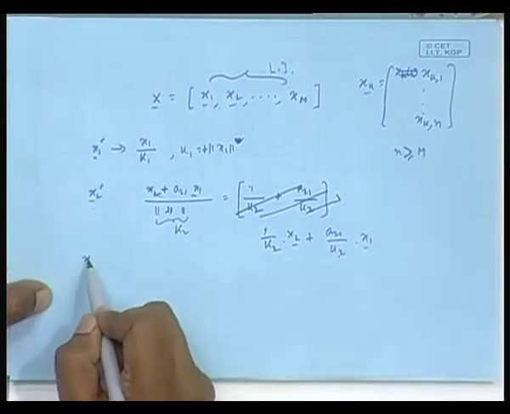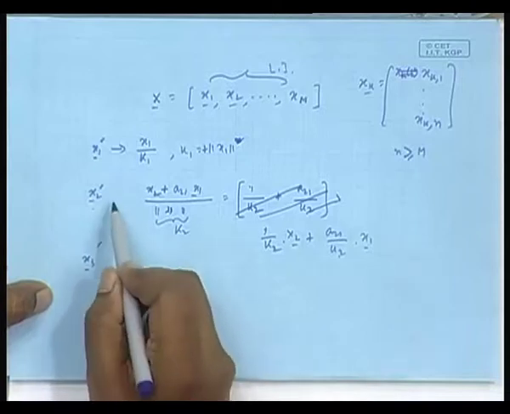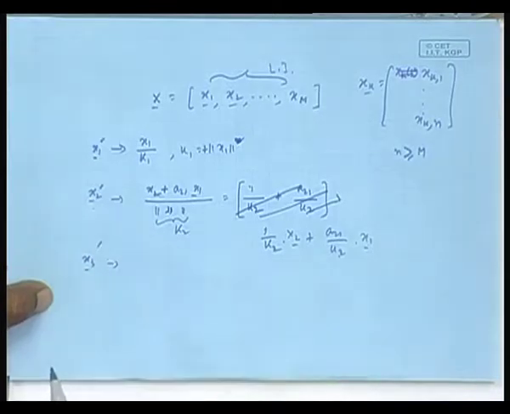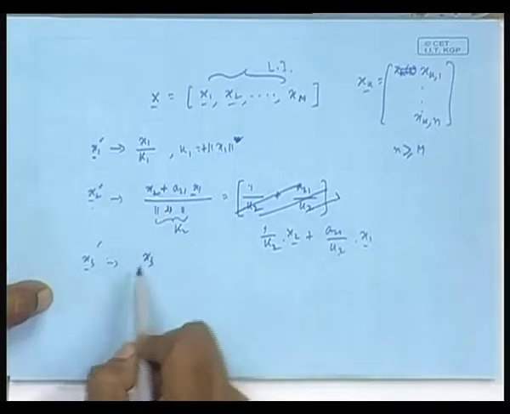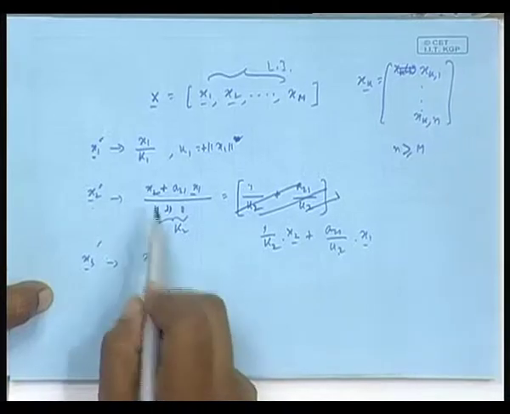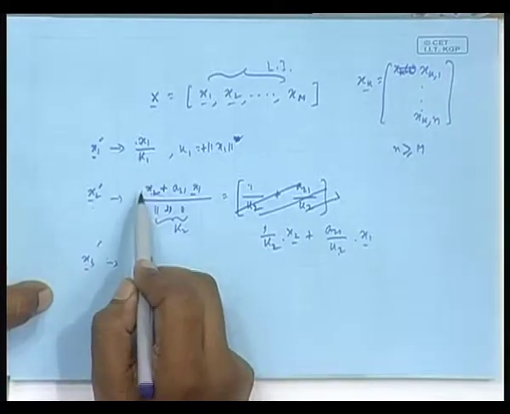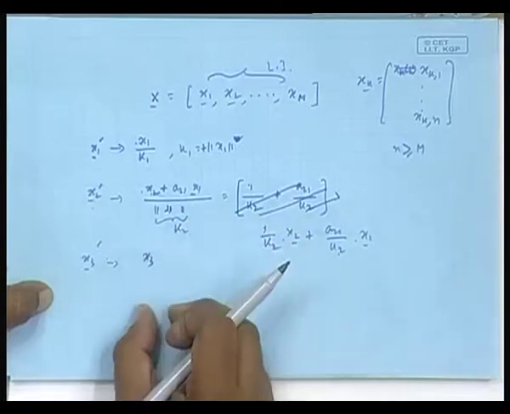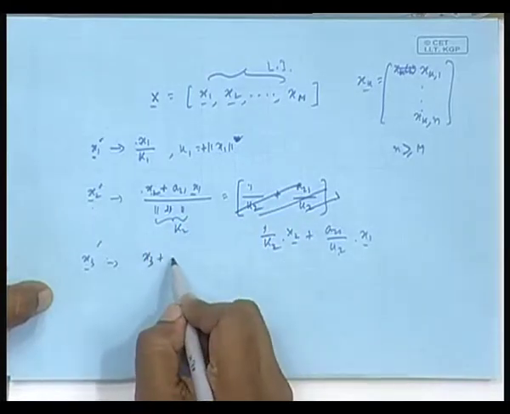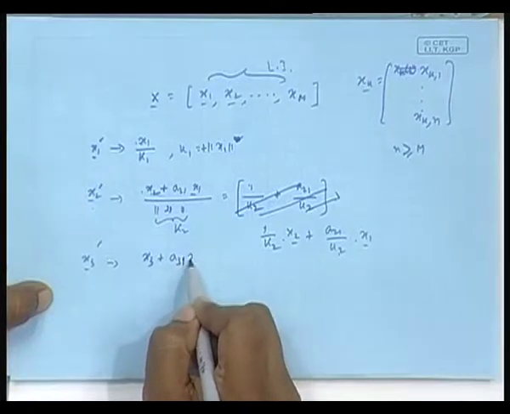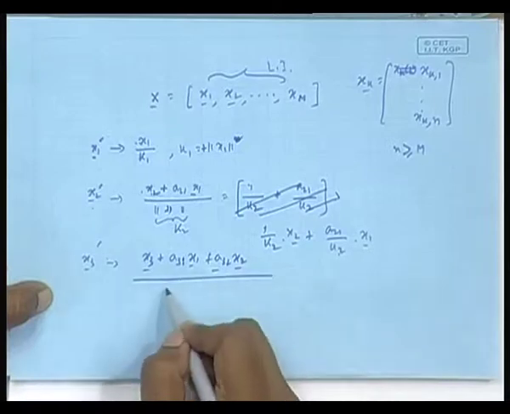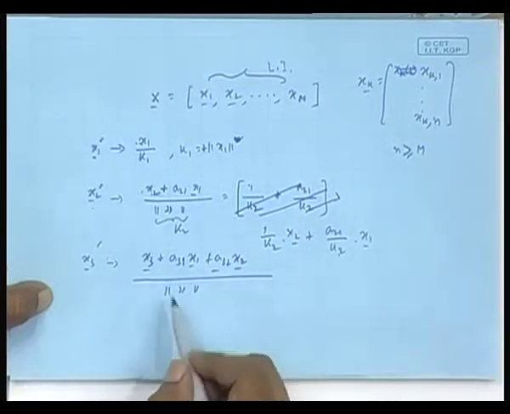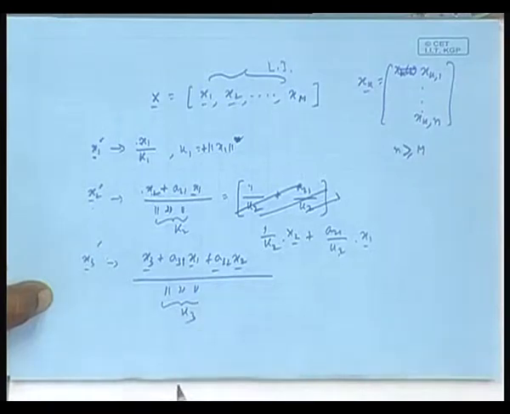Then x 3 prime, this is the last, after this the pattern will emerge. x 3 prime will be what? x 3, the essential thing is the vector you are targeting remains as it is, not multiplied, like here not multiplied by 1, here multiplied by 1, here multiplied by 1, just a norm will come in the bottom. x 3 plus some constants, say A 3 1 x 1, A 3 2 x 2, divided by the norm of the thing, and this you call K 3. Okay, so on and so forth.